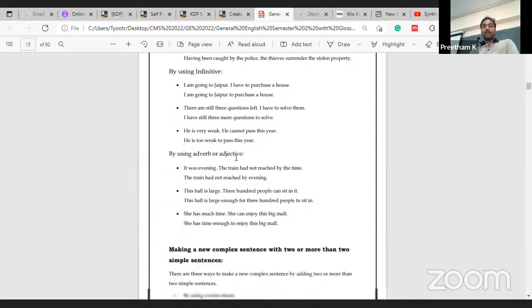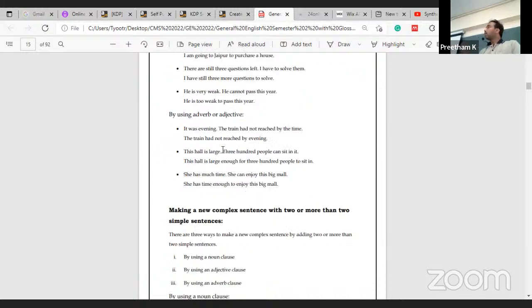There are still 3 questions left. I have to solve them. I have still 3 more questions to solve. Again, to-infinitive, to solve. He is very weak. He cannot pass this year. He is too weak to pass this year. Okay, infinitive refers to to plus the base form of the verb.